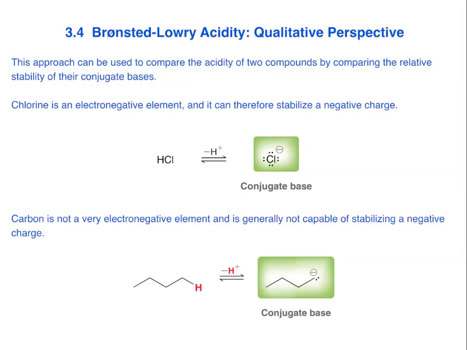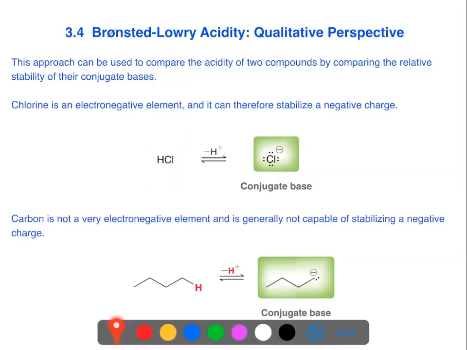So we can use this approach to compare the acidity of two compounds by comparing the relative stability of their respective conjugate bases. If we compare the relative acidity of HCl versus that of an alkane, shown here, pentane, we would look at their conjugate bases and compare their relative stability, for these two potential acids.